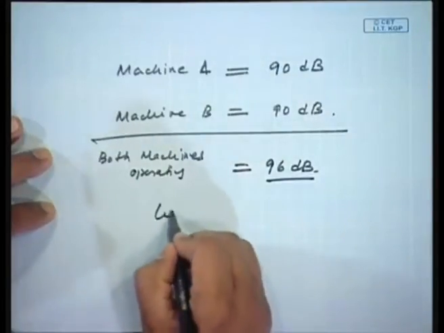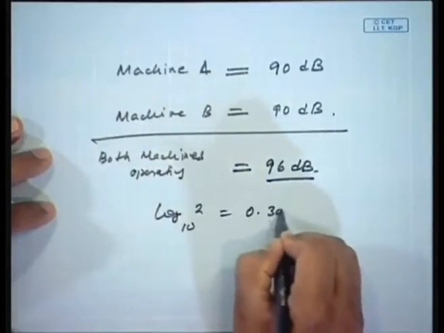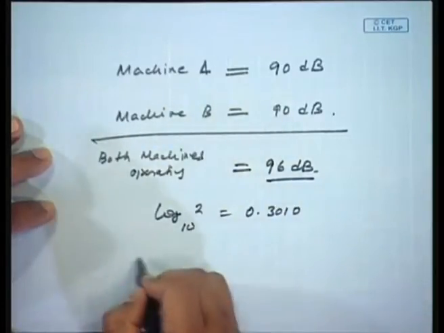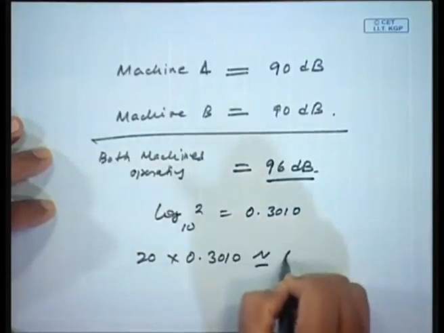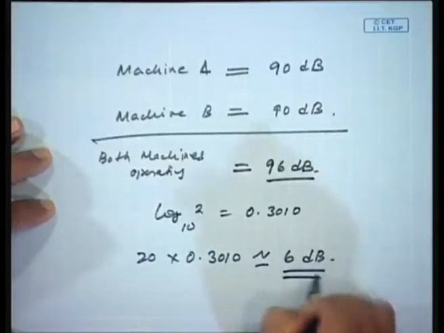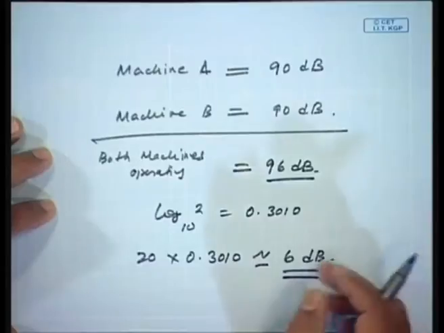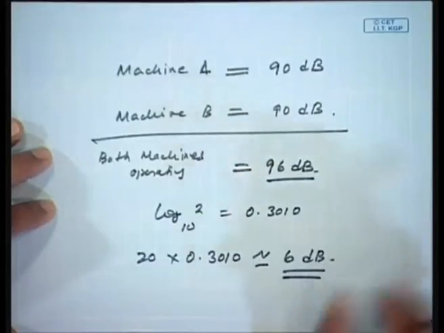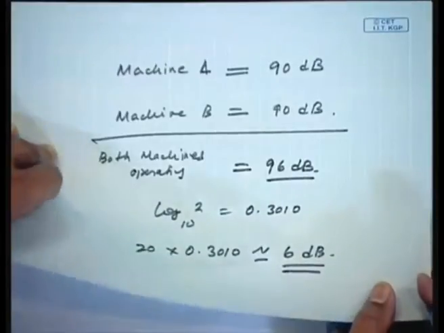Because log of 2 to the base 10 is 0.3010, times 20 will be close to 6 decibel. So, adding two sound levels of the same sound pressure levels, the level will increase by 6 decibels. Okay.